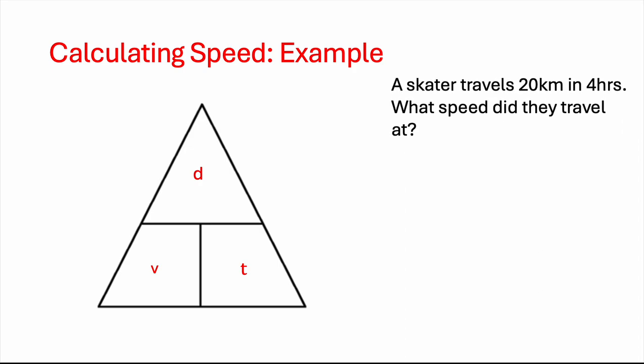We're told a skater travels 20 kilometers in 4 hours. At what speed did they travel? Notice there that the units are different. Don't need to worry about converting into SI, just do the calculation and express the answer in a particular unit.